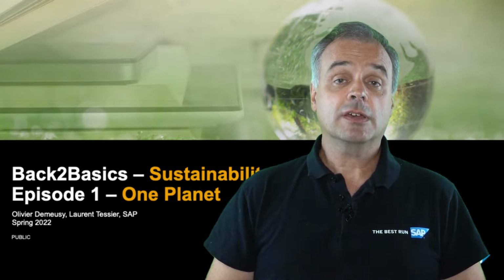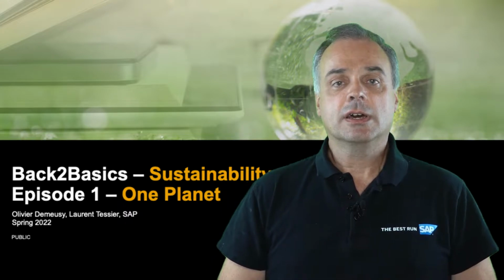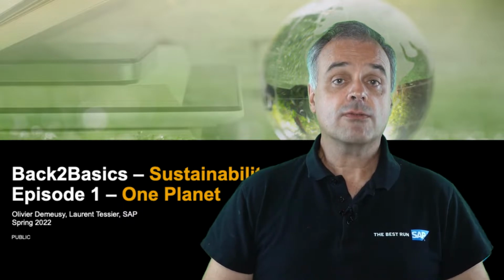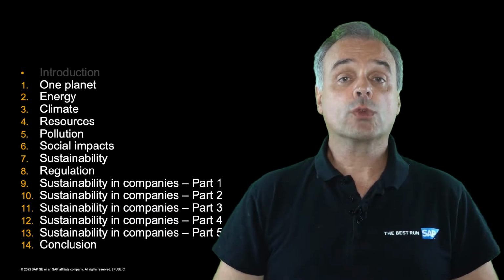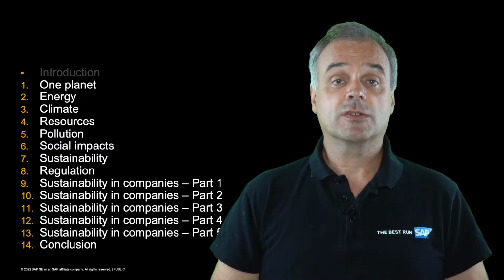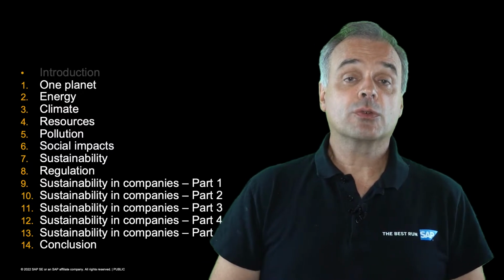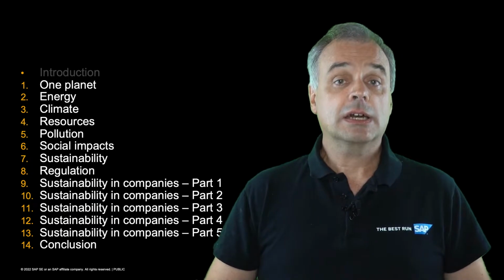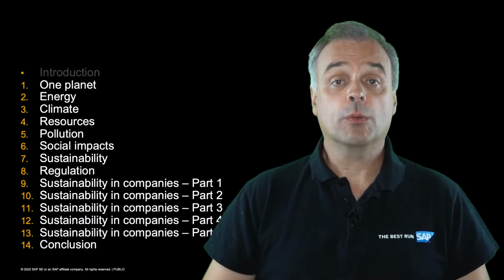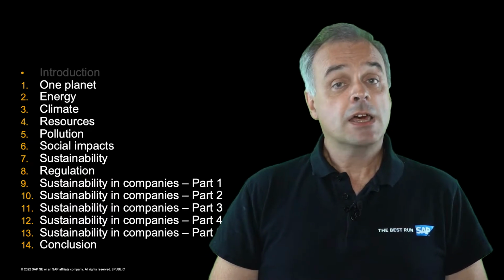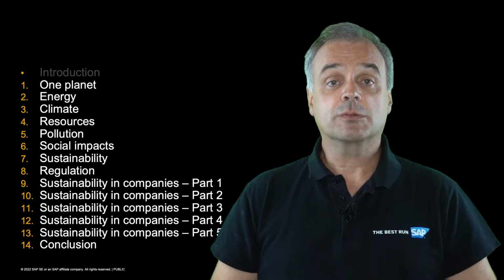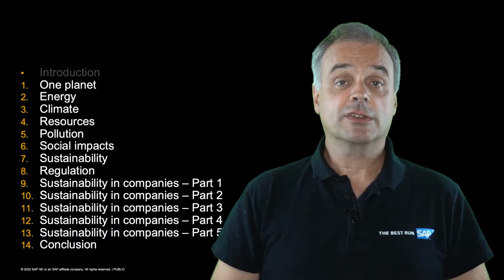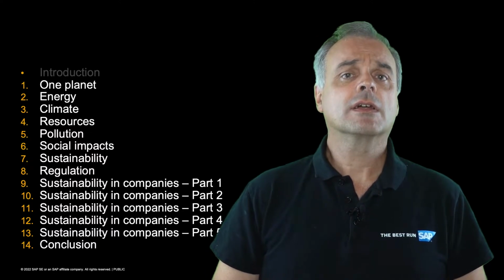This season 3 is all about sustainability. Sustainability is a vast topic. Therefore, we have decided to do 14 episodes in this series. The first episode will be all about the Earth, the planet Earth. We need to start from where we live. The other episodes are listed next to me here, and we will come back to them over the course of the series. Let's start the planet Earth.